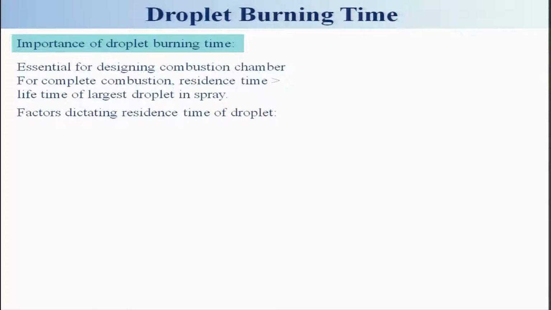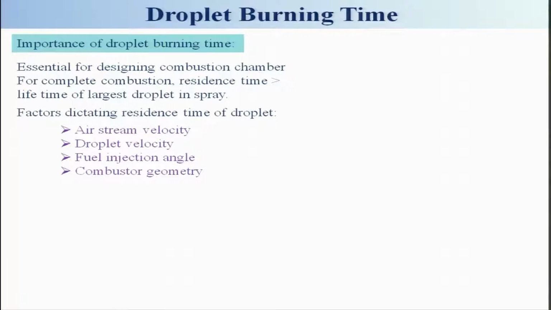And the factors that dictate the residence time of the droplets are basically the airstream velocity, which we have not considered yet and will consider, the droplet velocity, the fuel injection angle, and the combustor geometry. All those things we will take into account.